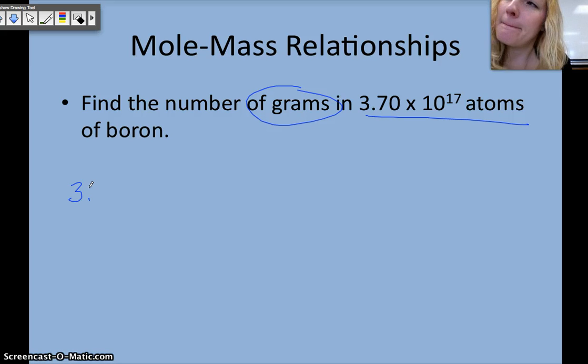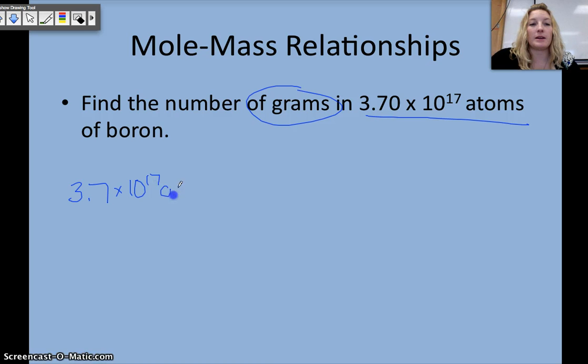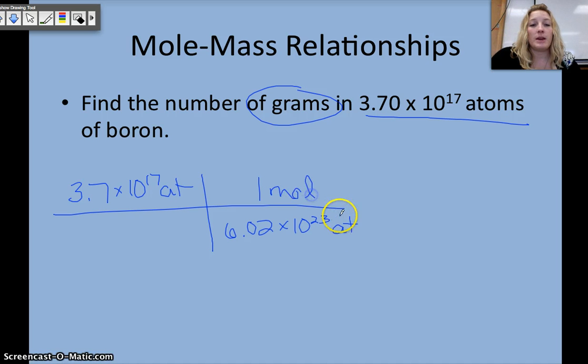Looking for my mole map. All right, found it. On my handy dandy mole map, we are starting in atoms, and we want to go to grams. So that means that we have to go atoms to moles, moles to grams. So if we start with our 3.7 times 10 to the 17th atoms, we know that there are 6.02 times 10 to the 23rd atoms in 1 mole. That cancels out our atoms.